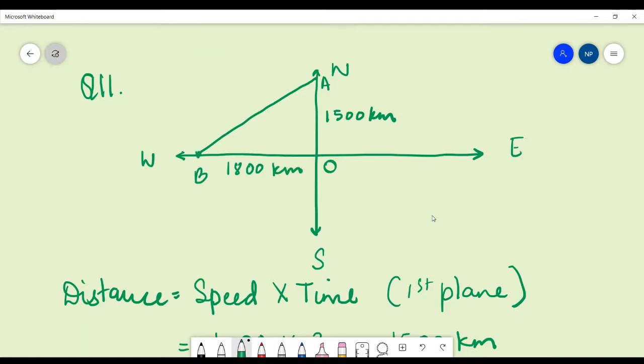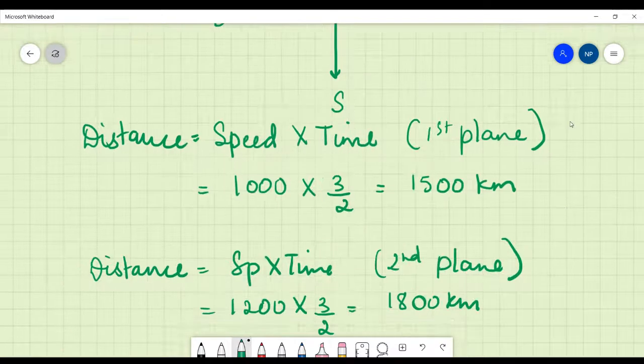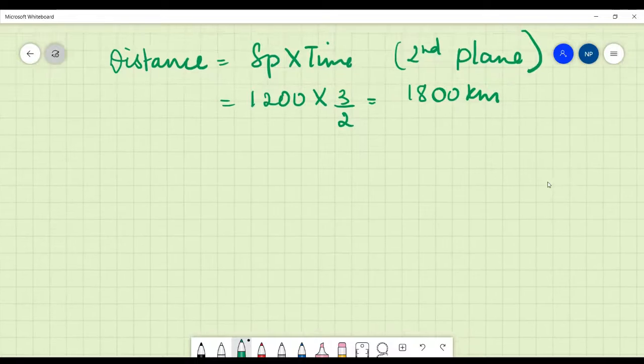So now they are asking how far apart will be the two planes. That means suppose the second plane is at point B and the first plane is at point A, then what will be this distance? From the landing position, they have traveled 1500 and 1800 kilometer. But how far are they apart from each other? That we have to calculate. So you can see over here, children, this is forming a right angle triangle and this is forming the hypotenuse. So by Pythagoras theorem, we can find out the distance.